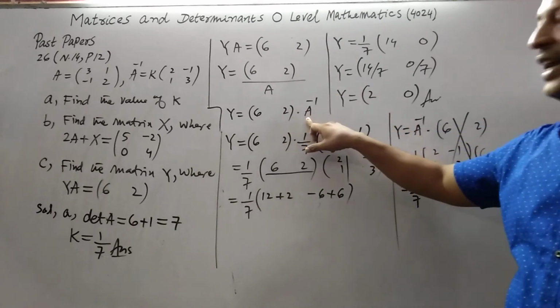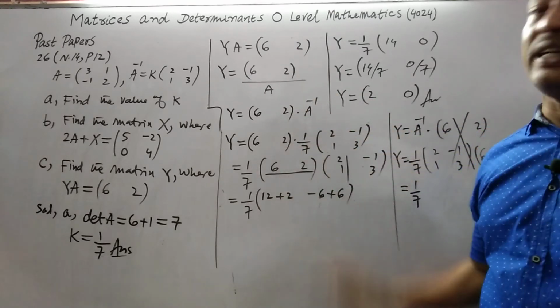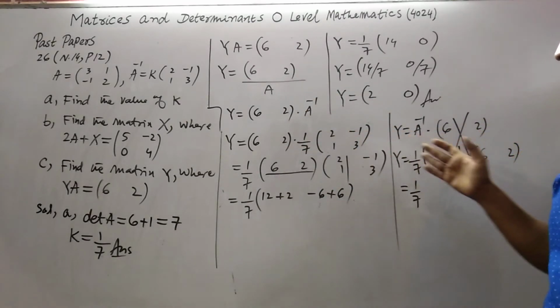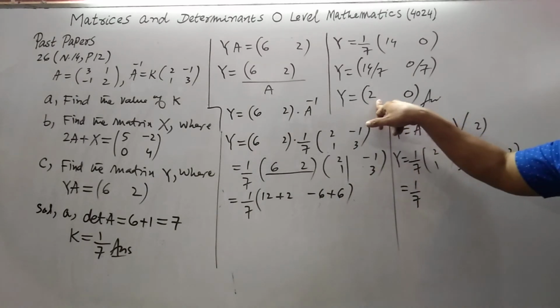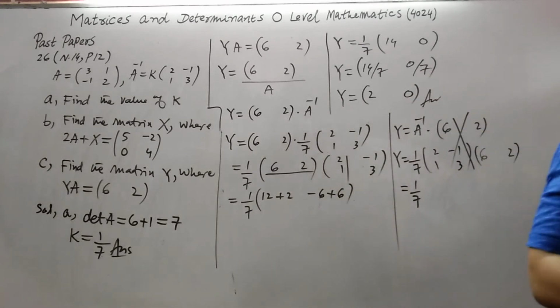This multiply by A inverse. Don't write A inverse multiply by 6, 2, otherwise the question becomes impossible. Okay? So this is the final answer. Y is equal to 2, 0. I hope you understand.